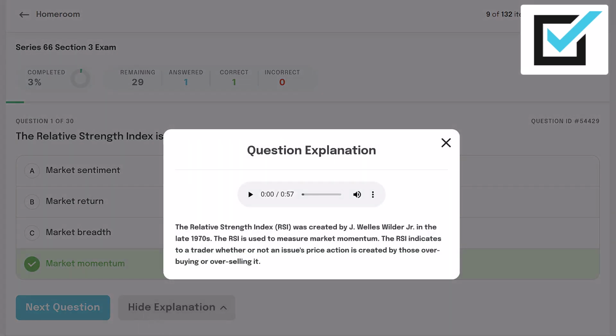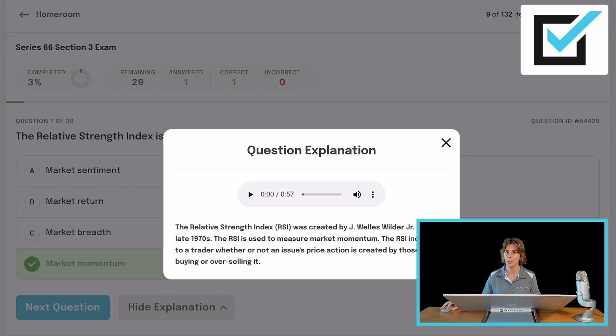So the relative strength index, created by J. Wells Wilder Jr. in the late 70s, is used to measure market momentum. It indicates to a trader whether or not an issue's price action is created by those overbuying or overselling it. Some of my students learn by listening. So for every question within our courses, you have an audio explanation.